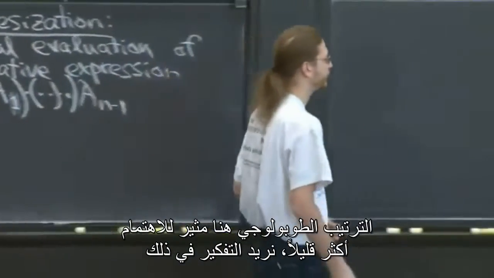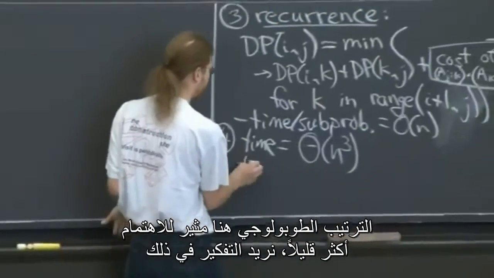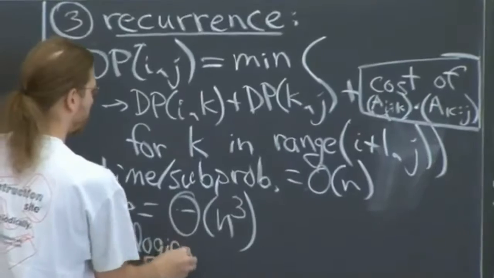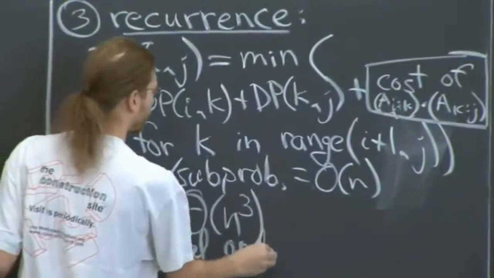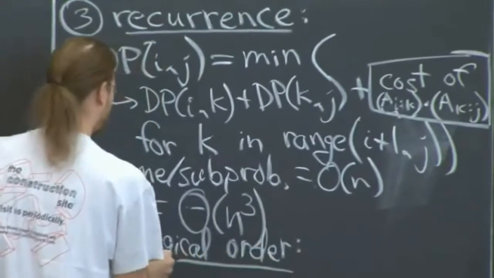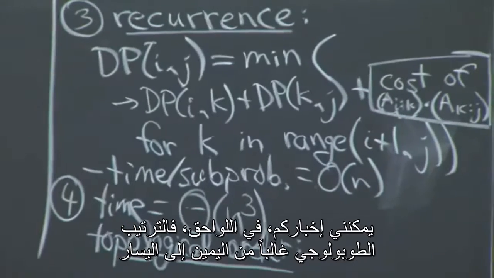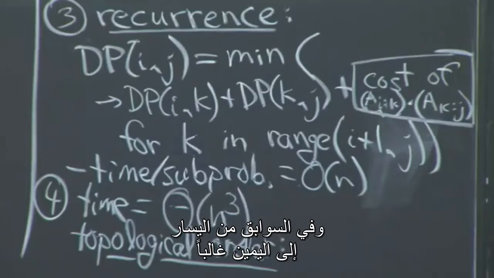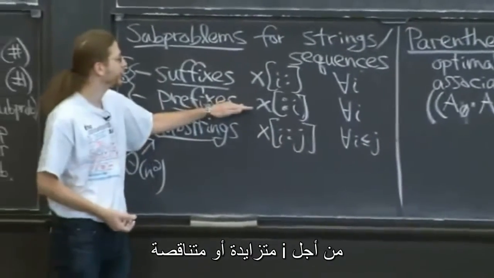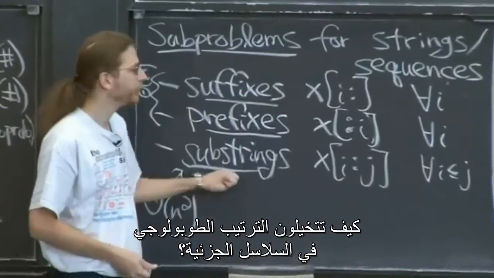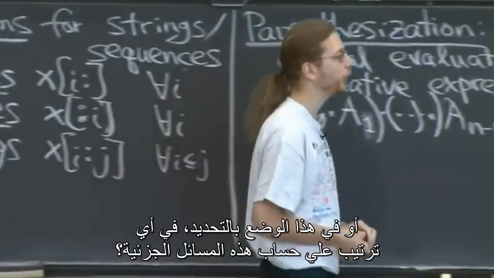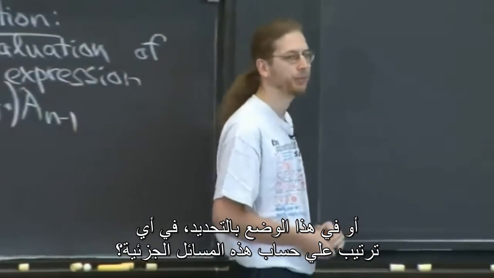Topological order here is a little more interesting, if you want to think about that. I can tell you for suffixes, topological order is almost always right to left. And for prefixes, it's almost always left to right. For increasing i, decreasing i. For substrings, what do you think it is? Or for this situation in particular, in what order should I evaluate these subproblems?